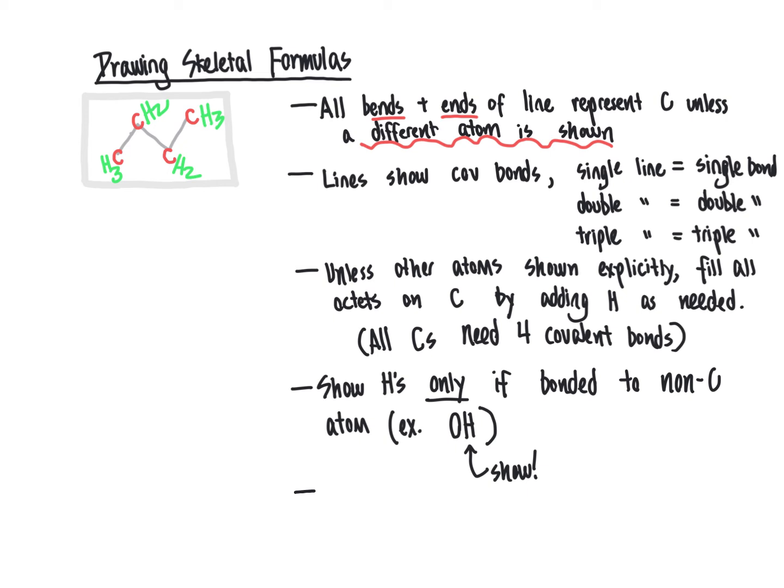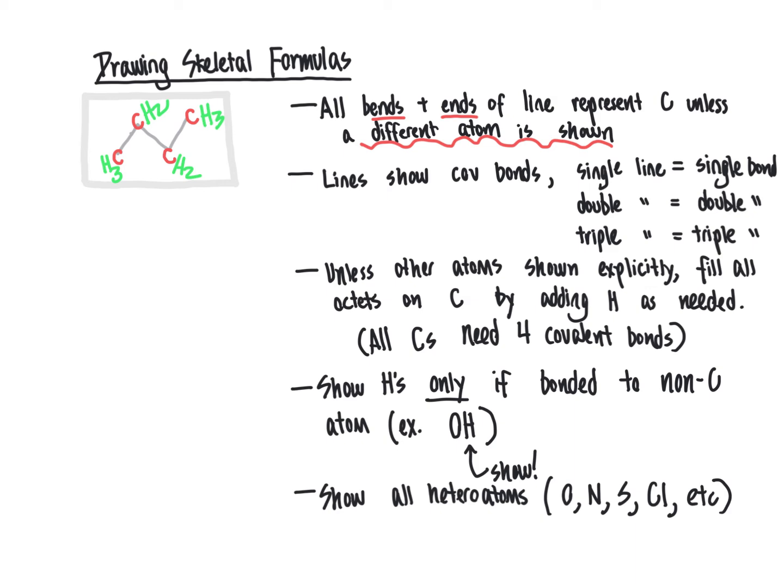And when we are drawing line angle formulas, we do show explicitly all heteroatoms: oxygens, nitrogens, sulfurs if you have one, chlorine or other halogens, etc. For those, at the ends of lines, if there is a chlorine instead of a carbon, we fill in Cl at the end of the line or at the bend in the line, and that will indicate that there is a chlorine there instead of a carbon. And we do show hydrogens that are directly bonded to those atoms, as we looked at a little bit above.